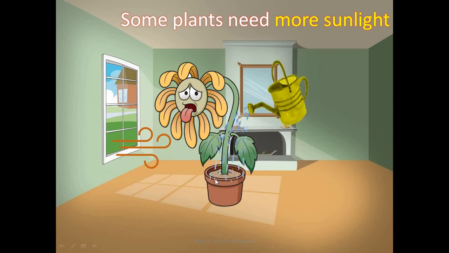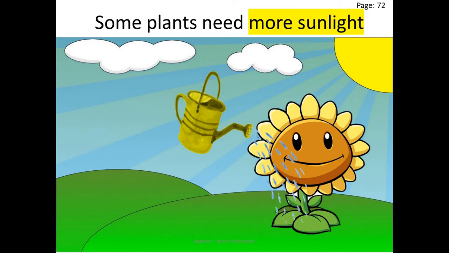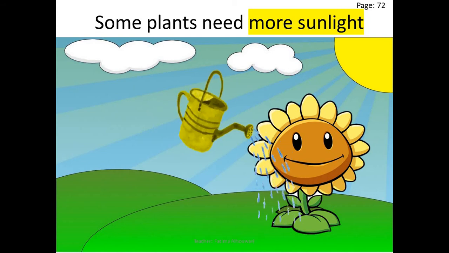It needs more sunlight. So what do you think, grade 1? How can we make this plant happy? If we put this plant outside, it will be much happier, like this. It's very happy now. Now, this plant gets more sunlight, so it's happy.